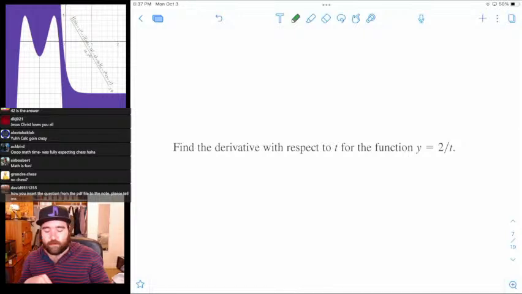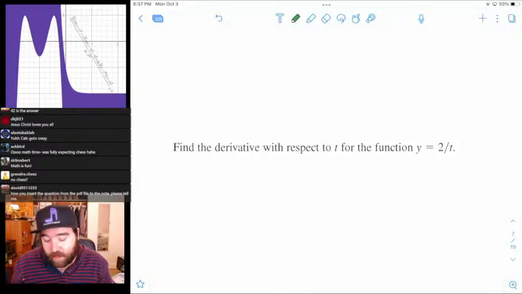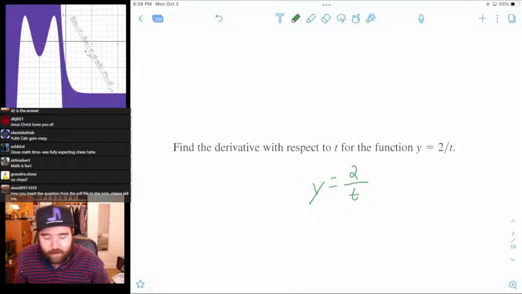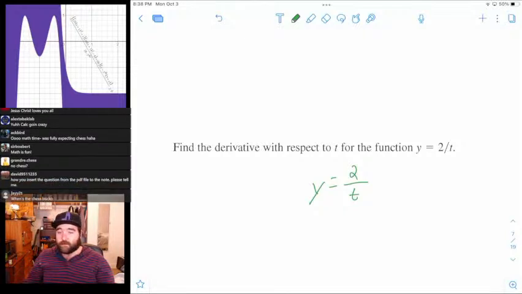Find the derivative with respect to t. So we're finding another derivative, this time with respect to t. But notice that's just because we're using t as the variable. Normally when we take the derivative, we're taking the derivative with respect to x. But here it's t because our function's on t. So first off, we definitely just want to rewrite the function a little bit and make it look better. Because that's just 2 over t.